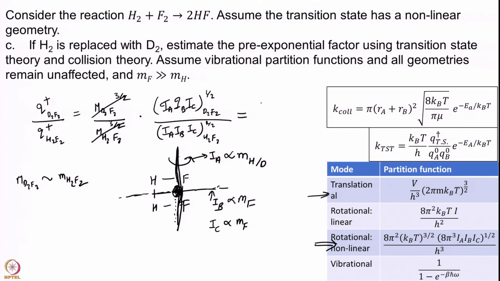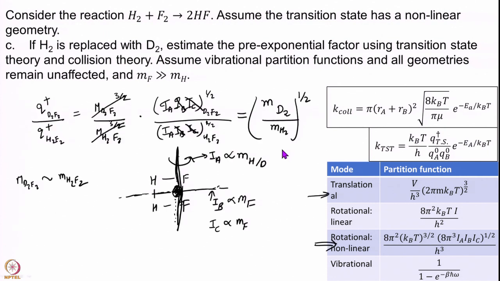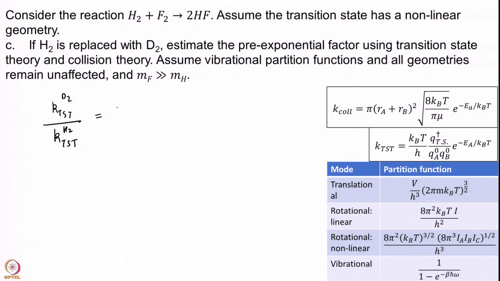So this thing will become (m d over m h2) to the power of only 1/2. IB will cancel and IC will cancel. Okay. So what have we got in total? In the numerator I have the ratio of transition state. So let me just write this as 2 to the power of 1/2. Okay. So this becomes equal to 2 to the power of 1/2 divided by 2 to the power of 5 over 2, which is what we had shown for the reactants. So this will be equal to 2 to the power of minus 2 or 1 over 4.